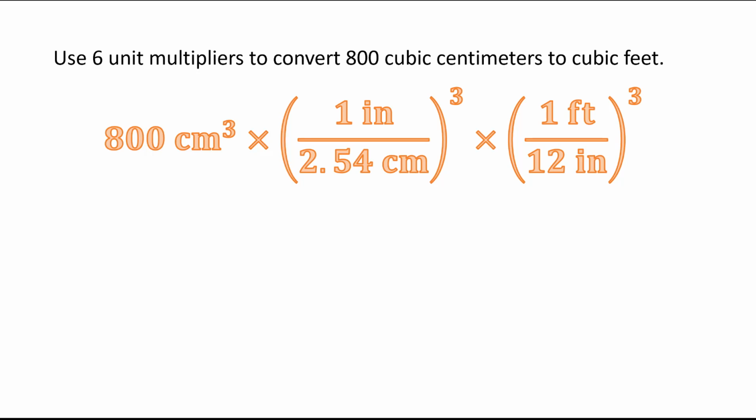up with cubic inches. And then the next thing I'm going to have to do is change those inches to feet by multiplying by the unit multiplier 1 foot over 12 inches. And so that will cancel the inches because I'm going to do it 3 times: 1 over 12 times 1 over 12 times 1 over 12. I'm going to do it 3 times to cancel the cubic inches, and I'll be left with cubic feet. So all the things that I don't want are going to cancel out, and I'm going to be left with cubic feet.